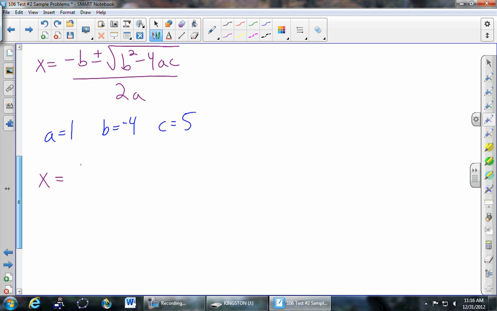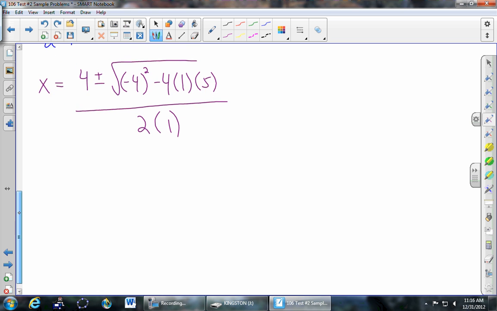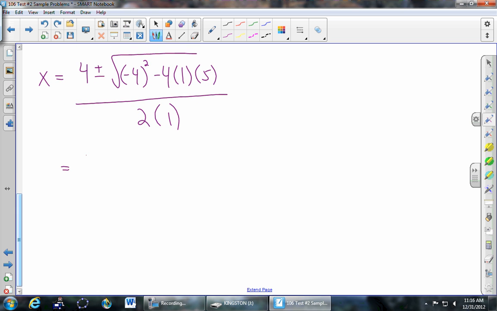Okay, so now we just need to plug these numbers into that big old formula. So negative b becomes positive 4, plus or minus square root of b squared, negative 4 squared, minus 4 times a, 1, times c, 5. Divide by 2 times a, 2 times 1. Now, it's tempting to just go to the calculator. I encourage you to not go to the calculator. Not only are these numbers fairly easy to compute without the calculator, the expression you get from the quadratic formula is so complicated, and there's so many parentheses that I find it very error prone to type it into the calculator as it is. So do as much as you can without, or at least if you're going to use the calculator, do it in pieces.